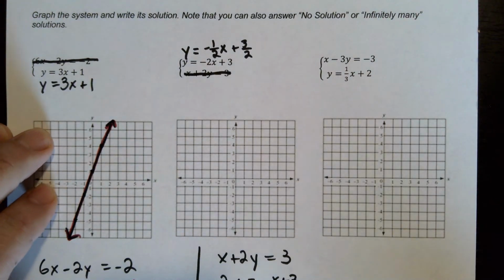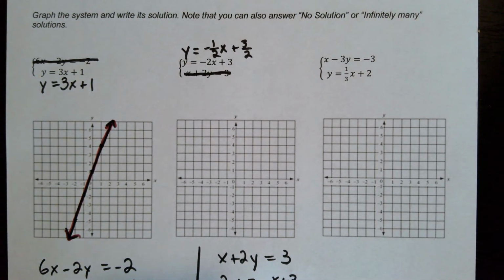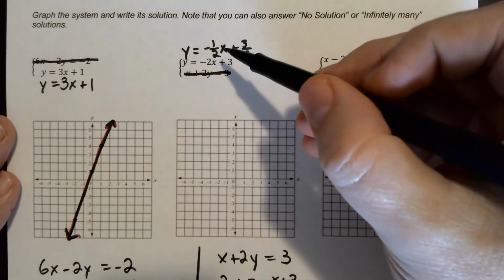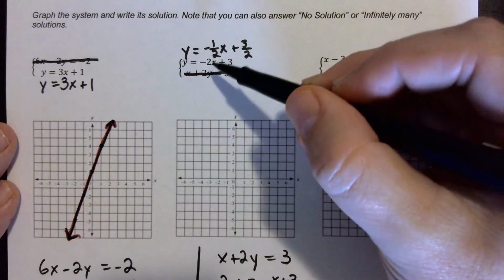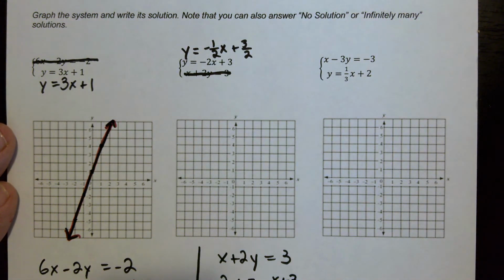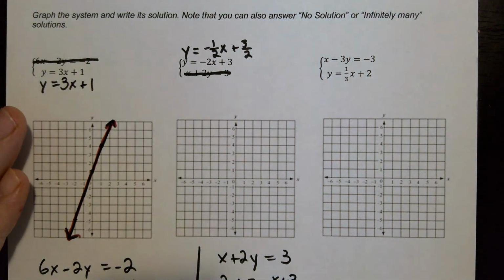Okay, so notice that they're not the same line, so we don't have infinitely many solutions. Another thing that we can tell from this is since the slope is different, they're not going to be parallel lines. Okay, so we know that we're going to have just the one solution on this. Okay, so let's graph both of these.